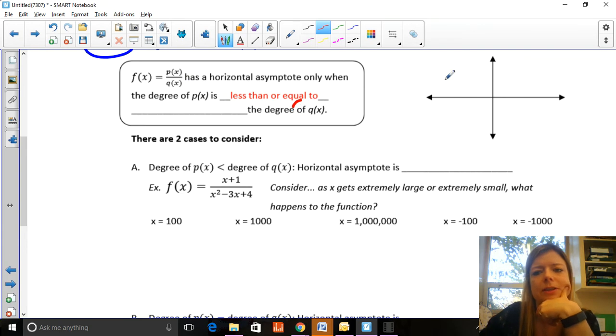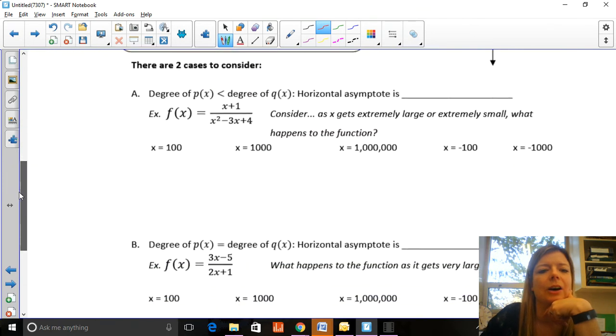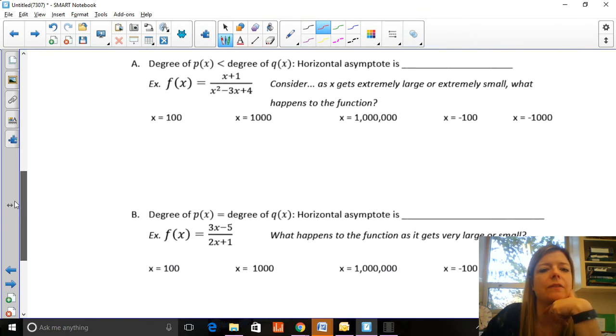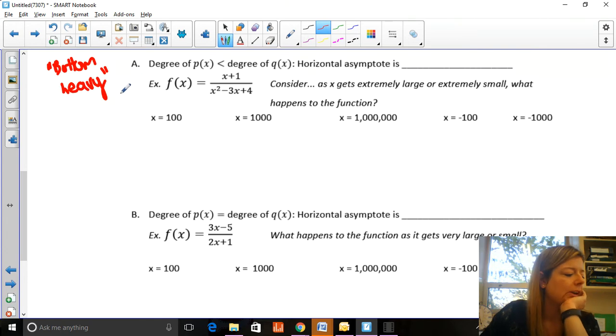So here's where I was going to draw all that other stuff with approaching K from the top or K from the bottom. So you can write that again, or you can just use the graph, the smushed up one that I did up there. Okay, so there's two cases to consider. The first case to consider is the bottom heavy. I call this bottom heavy; that's just my own personal term. It's not a real term, just how I think of it.